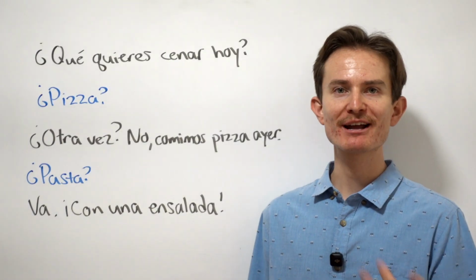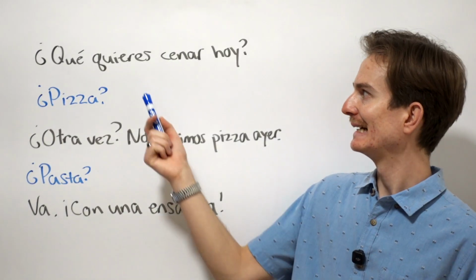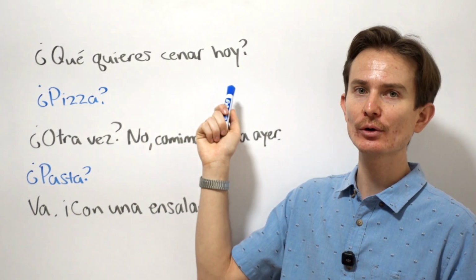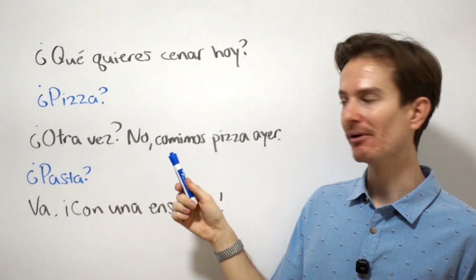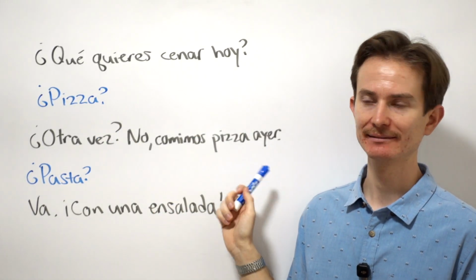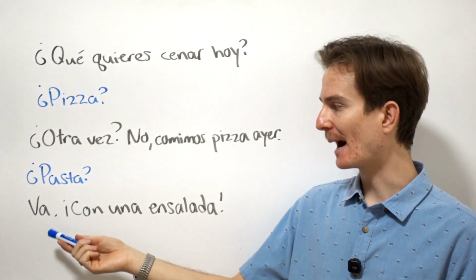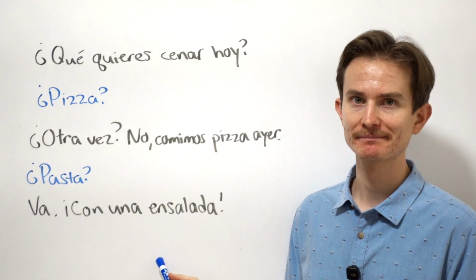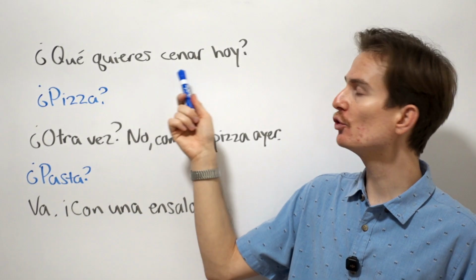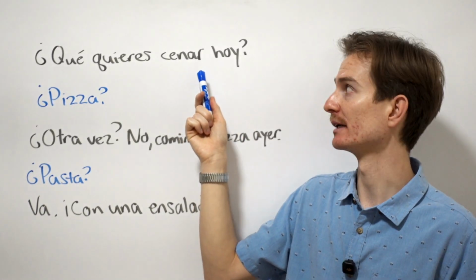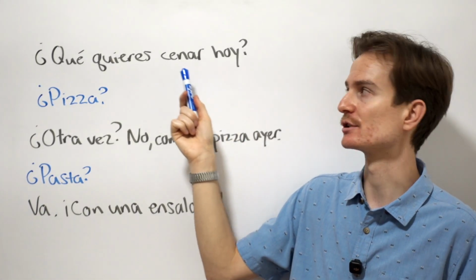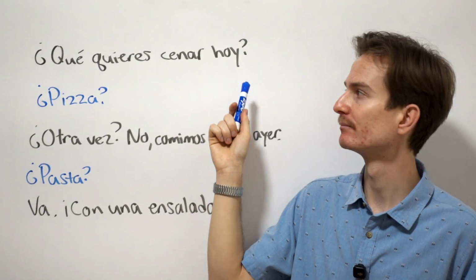Now let's talk about a conversation at home. ¿Qué quieres cenar hoy? ¿Pizza? Otra vez, no. Comimos pizza ayer. ¿Pasta? Va. Con una ensalada. Okay? So, what do you want to have for dinner tonight? Cenar is a verb. Okay? Cenar, to eat dinner. So, what do you want to have for dinner tonight?